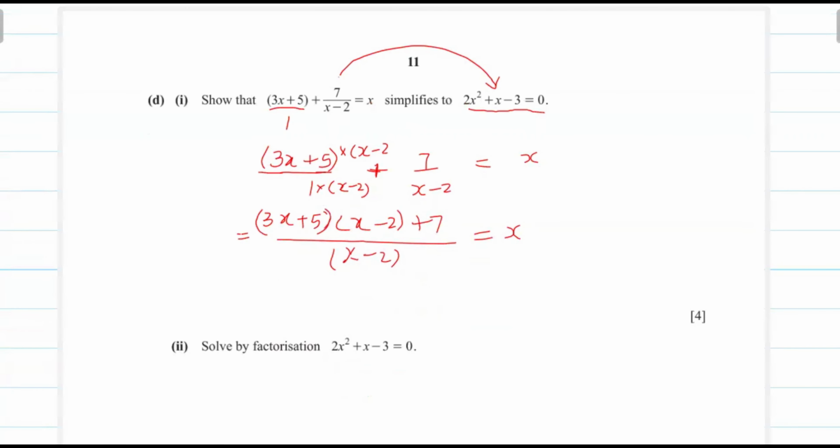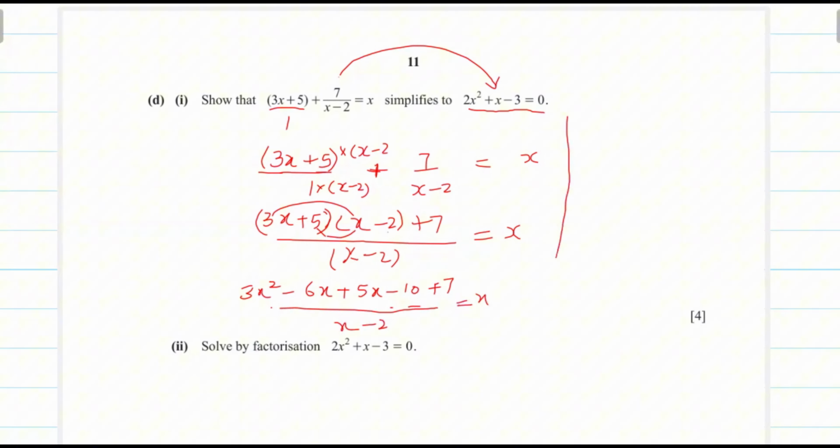We will expand the numerator. This will be equal to 3x squared, 3x into minus 2 minus 6x, 5 multiplied by x, we get plus 5x, plus 5 into minus 2, we get minus 10 plus 7, over x minus 2 equal to x. Now we can write this 3x squared as it is. Minus 6 plus 5, we get minus 1x. Minus 10 plus 7, we get minus 3.